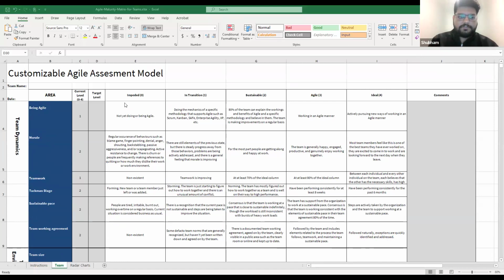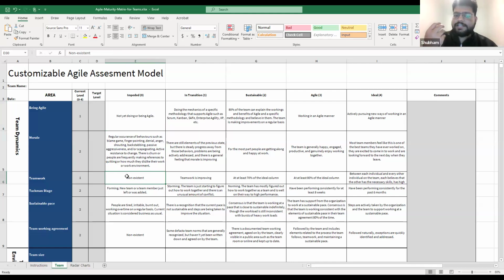For example, as I was saying, with that 0 to 4 Likert scale, let's say impeded would mean that your agile model is impeded. Why is it impeded for being agile? Let's say we consider teamwork. If teamwork is not existing, your team is impeded. If the teamwork is improving, so it's a perspective, you can just say that you are in transition.